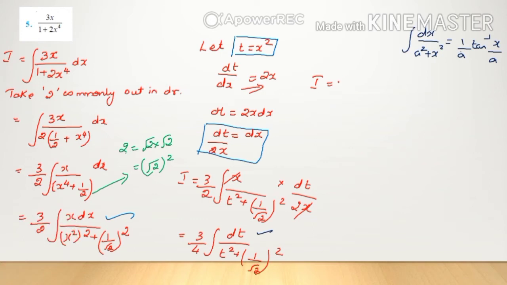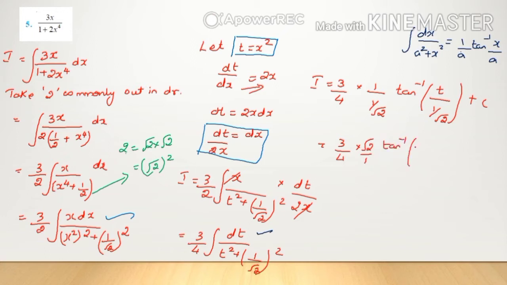So now I is equal to 3 by 4 integral dt divided by t square plus 1 by root 2 the whole square, where 1 by root 2 is a. So in the place of a I am having 1 by root 2 tan inverse of x, where x is nothing but t divided by a, which is 1 by root 2, plus c. So this is equal to 3 by 4, and 1 by root 2 becomes root 2 by 1, it gets reciprocal. Tan inverse of t by 1 by root 2 becomes root 2t, plus c.